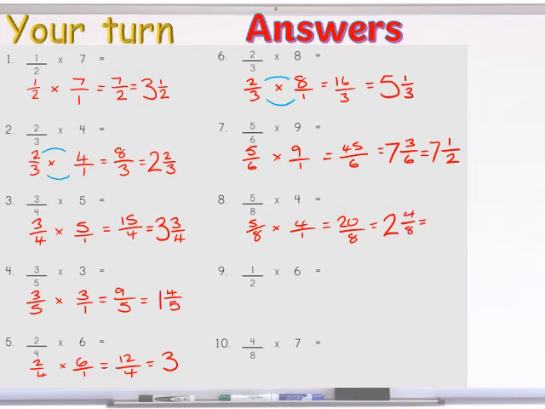And look, 4 and 8, we can simplify that. 2 whole ones stay the same. What goes into 4 and into 8? 4. 4 goes into 4 once, 4 goes into 8 twice. So we've got 2.5 for the answer on that one.